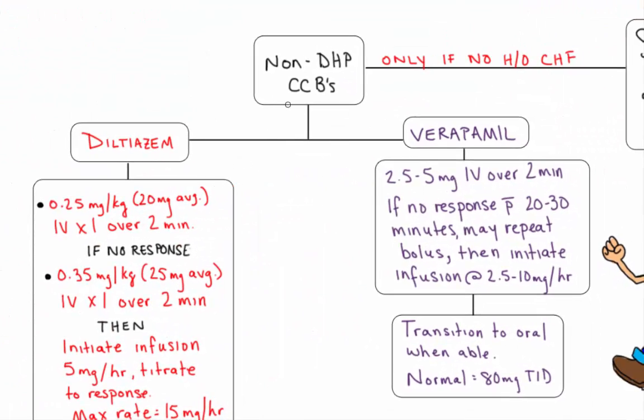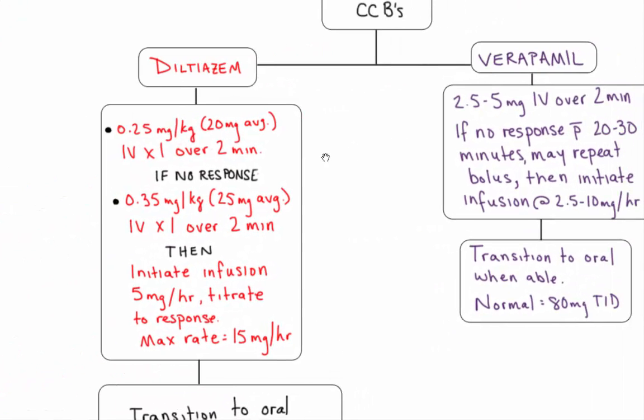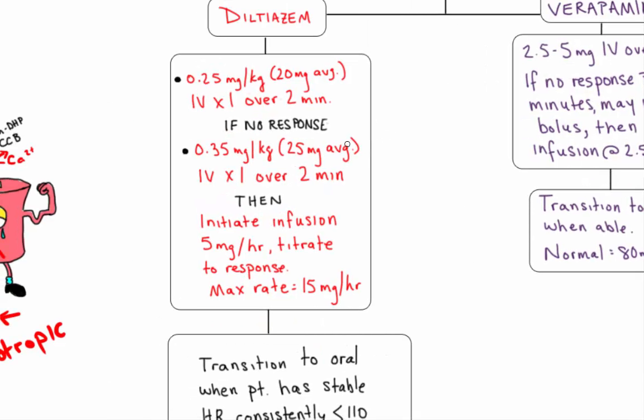So we're going to talk about the non-dihydropyridine calcium channel blockers first. Now, you can use either diltiazem or verapamil, but just based on clinical practice, diltiazem seems like it's used 9.999 times out of 10. In all honesty, I don't know that I've ever used verapamil clinically for acute rate control in an Afib patient.